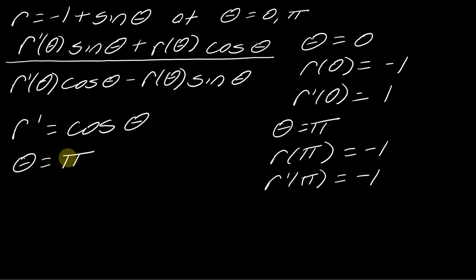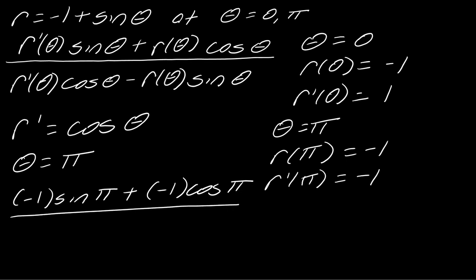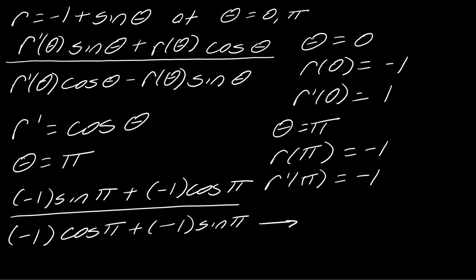So now I'm going to do this for theta equals pi, and I'm just going to follow the formula again. So I have r prime of theta, so that's going to be -1 times sine of pi plus -1 times cosine of pi. And then in the denominator, this will be -1 cosine of pi plus -1 sine of pi. So if I calculate all of that, in this case, I'm going to get 1 over 1, and so I just get 1. And so when theta equals pi, my m will equal 1. So that's how you figure out your slope at a particular value of theta in this situation.